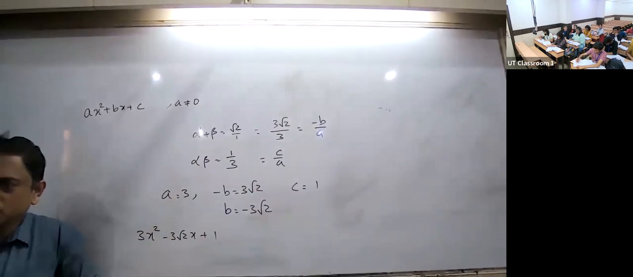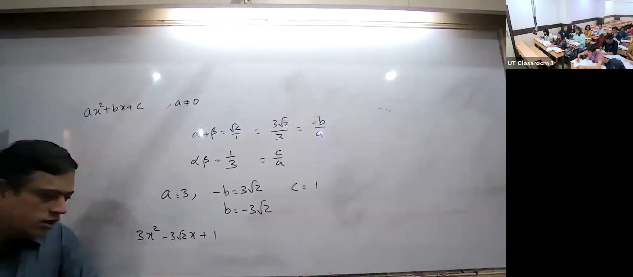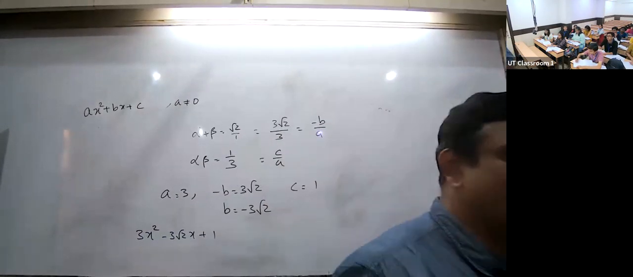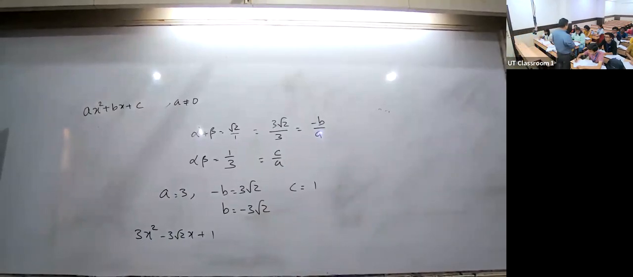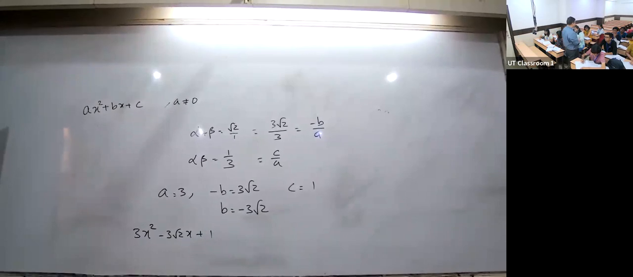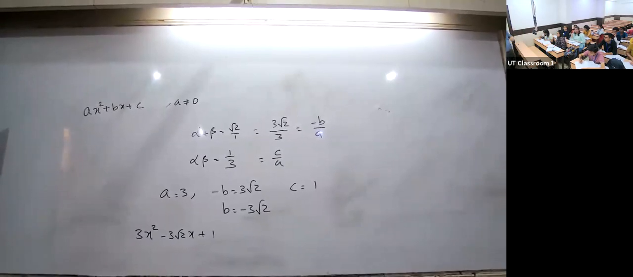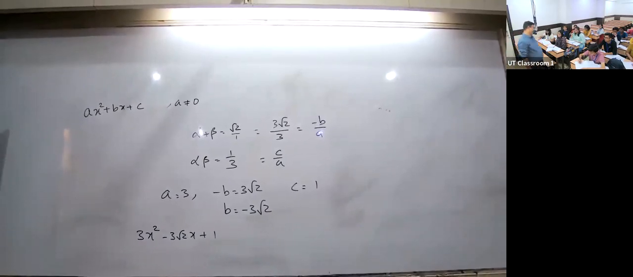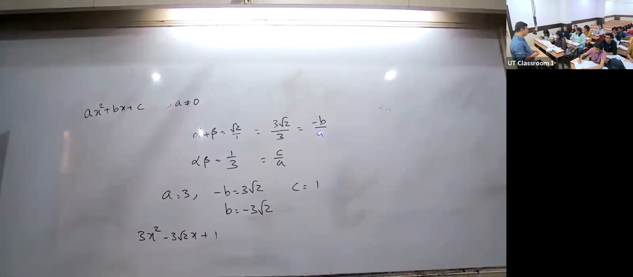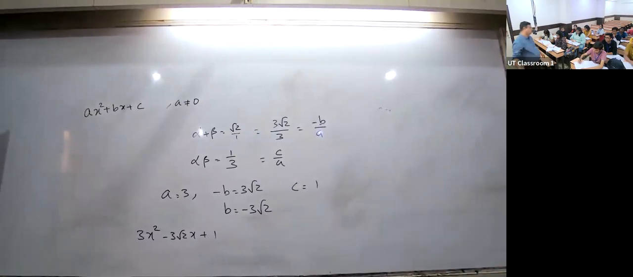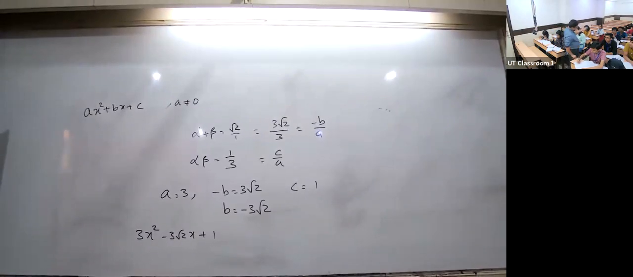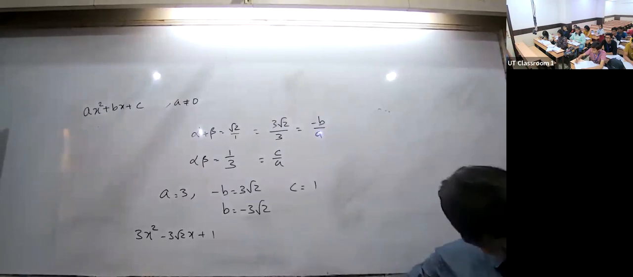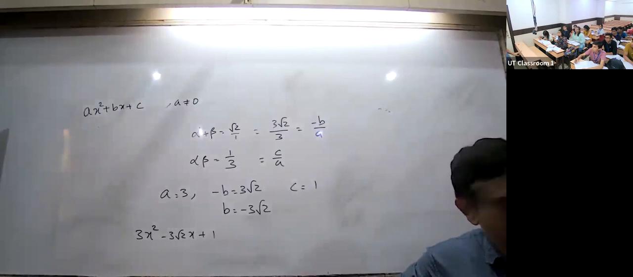You got it? Yes. Sir, can't we use the identity? What is the identity? x plus a into x plus b, that is x square plus x multiplied by a plus b. Not that identity, there is another way. I'll tell you. Not x plus a, but x minus alpha into x minus beta. That also you can use. But be careful: x square minus alpha plus beta times x plus alpha beta. You are telling that one.